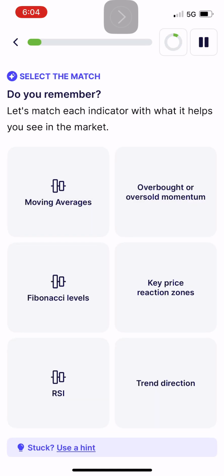Knowledge check. Do you remember? Let's match each indicator with what it helps you see in the market.